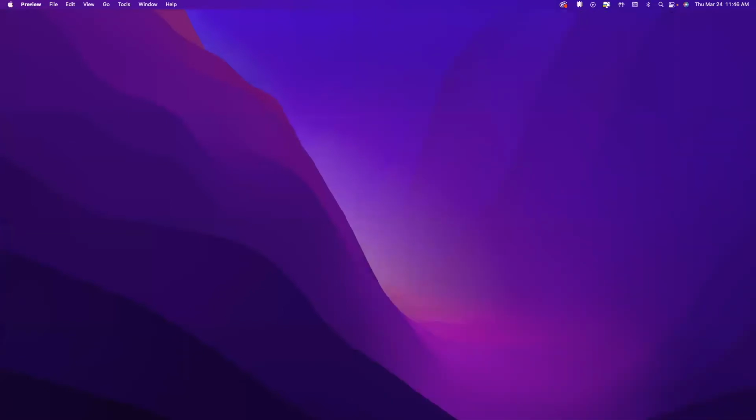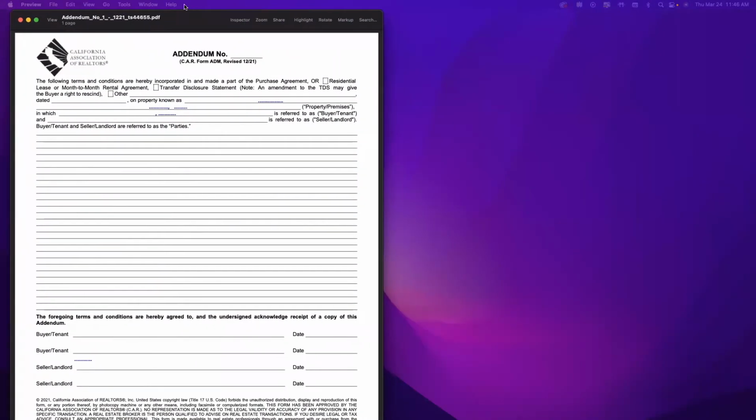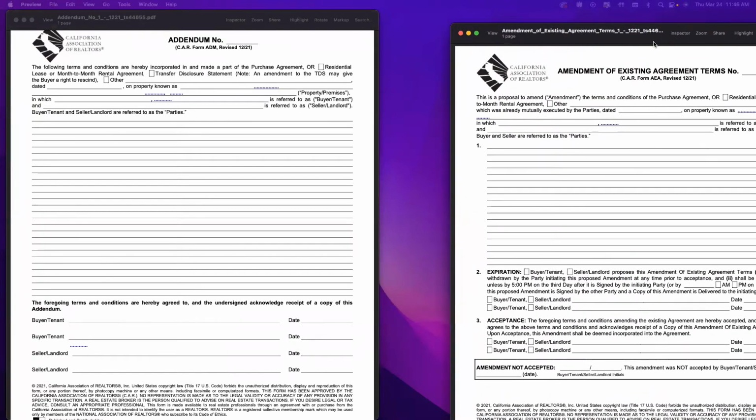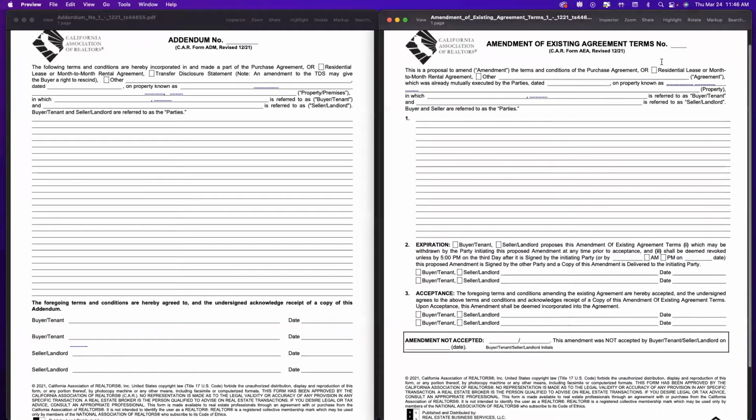But the ones that I really wanted to talk to you about are these two, because there's still some confusion, I think, of what gets used and when it gets used. So here's two different forms. We have the amendment of existing agreement terms, and we have an addendum. For years, and up to yesterday, I still have agents asking me questions about things they need to change in the terms of a transaction, and they walk up here with an addendum and say, what do I put in my addendum? And my answer to them is always, you put nothing in the addendum, because that's not the form you use to negotiate terms of a change of an already accepted transaction.